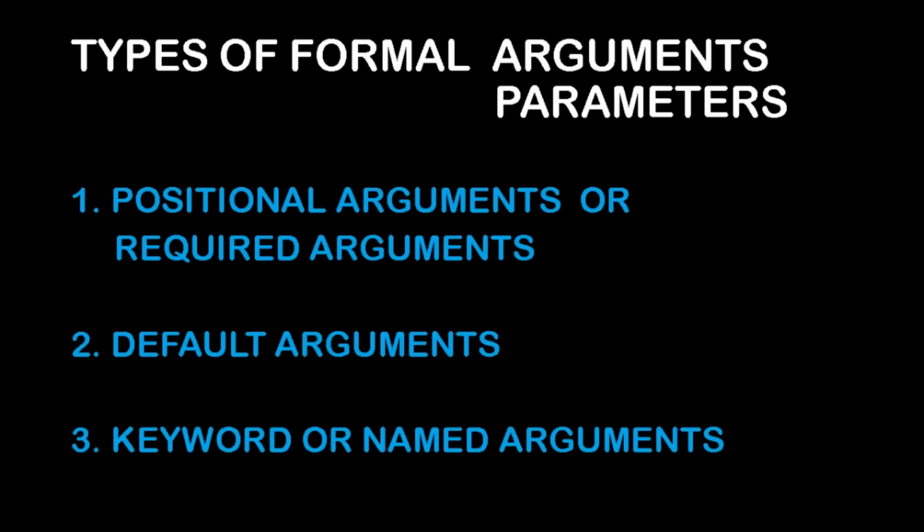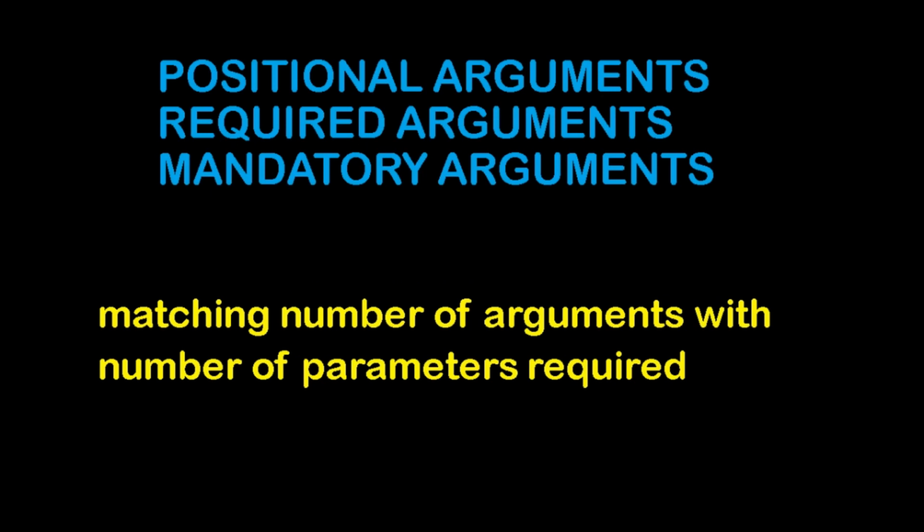Types of formal arguments or parameters. They are classified as positional arguments or required arguments, default arguments, and keyword or named arguments. The first type is positional arguments. It is otherwise known as required arguments or mandatory arguments. It is needed, it is compulsory.